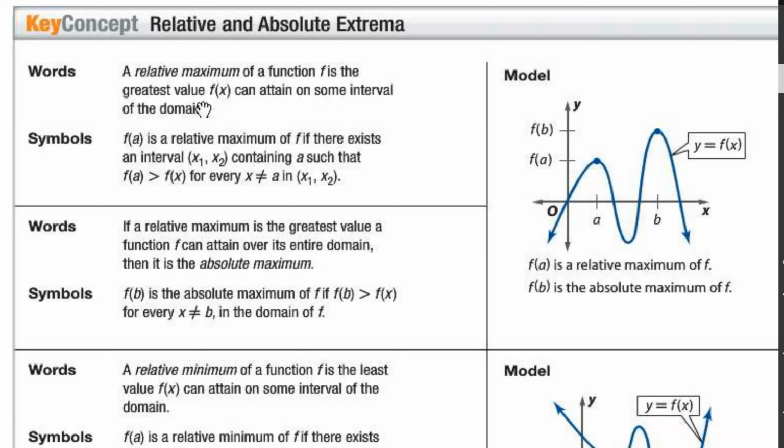It's kind of like, okay, am I looking in LA County? Am I looking in Nebraska? Am I looking in California? Like, which interval am I looking at? I could have a bunch of different peaks. But the one big one, that would be your absolute.